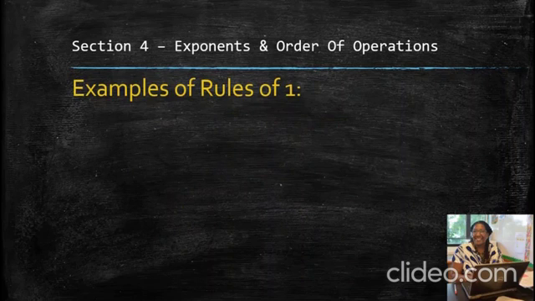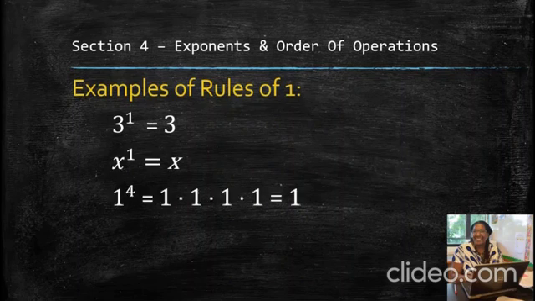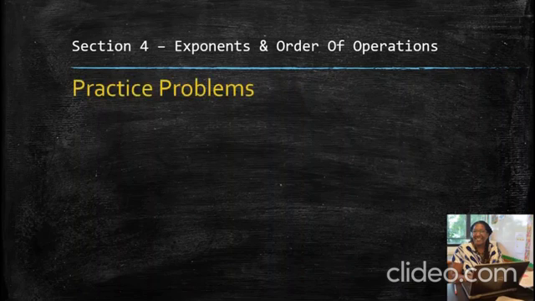Let's do some examples. 3 to the first power is 3 basically multiplied all alone, which is 3. X to the first power also equals x. And 1 to the fourth power equals 1 times 1 times 1 times 1, which equals 1. Don't make the common mistake of saying 1 to the fourth power equals 4. No, it's 1 times itself 4 times, which 1 times any number of times itself is going to always be 1. So let's look at some practice problems.